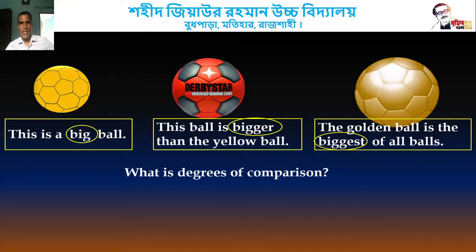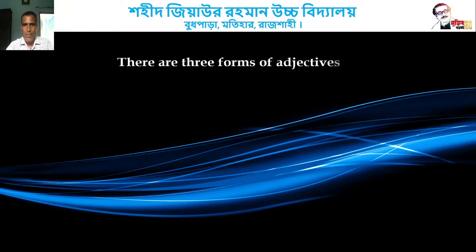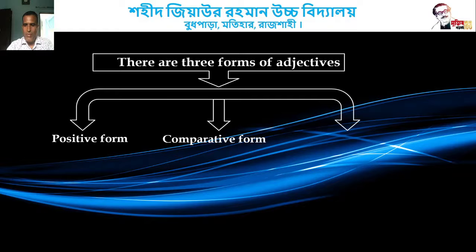So, what is degrees of comparison, dear student? Degrees of comparison means to compare one, two, or more persons, places, and things in three forms of adjectives. There are three forms of adjectives. What are these? These are the positive form, comparative form, and superlative form.